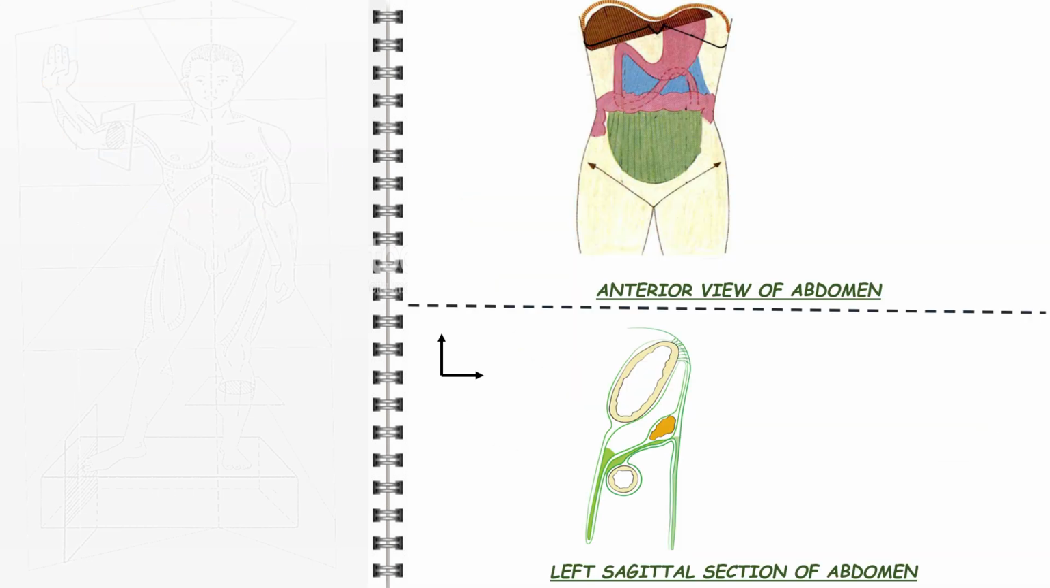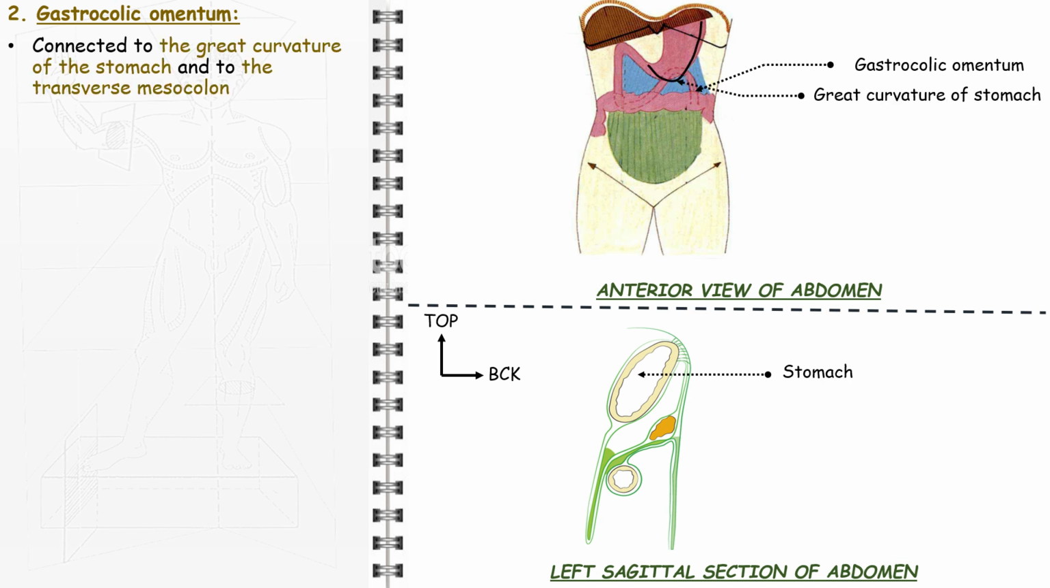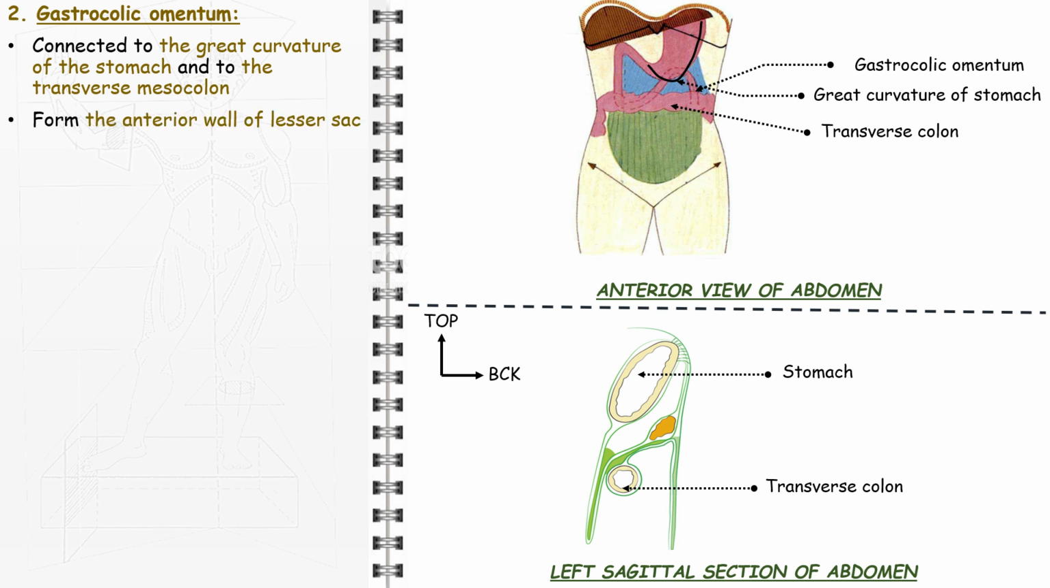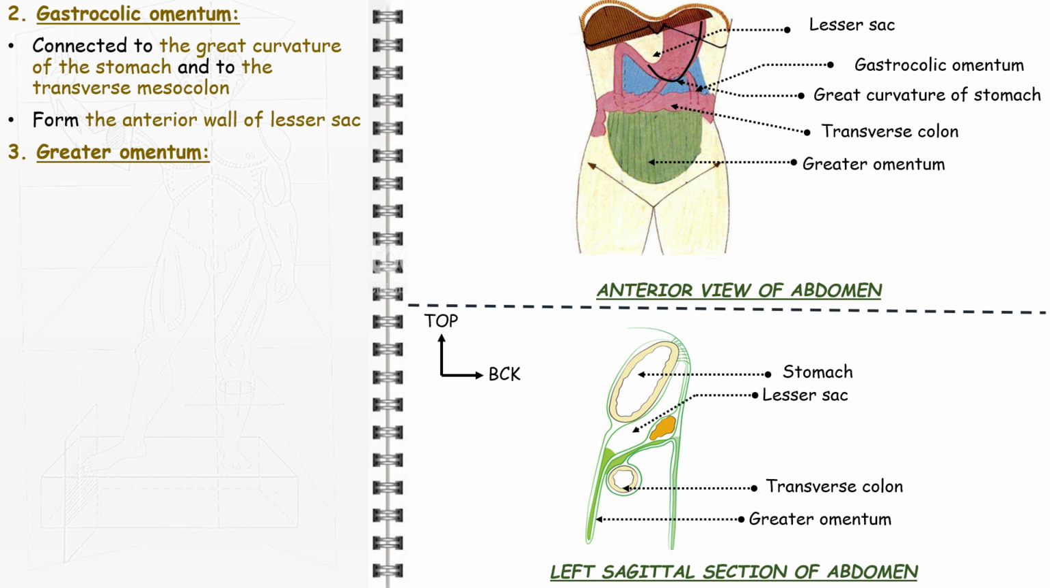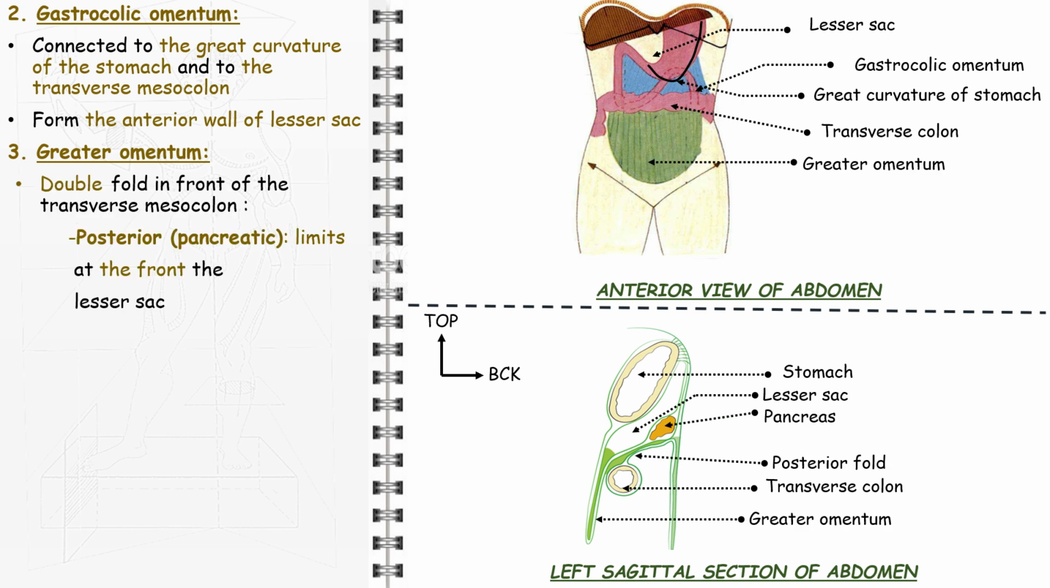The transverse mesocolon is connected to the gastrocolic omentum that fixes the greater curvature of the stomach to the transverse mesocolon. It is connected, also, to the greater omentum which continues the transverse mesocolon below. The greater omentum is double-folded, the posterior fold pancreatic limits forwards the lesser sac and the anterior fold is connected to the gastrocolic omentum.